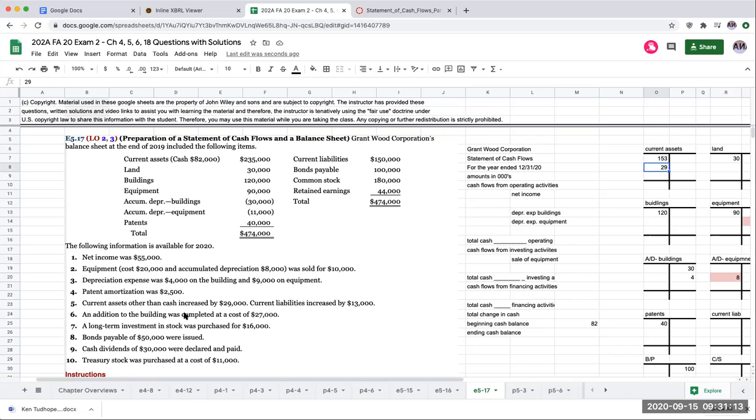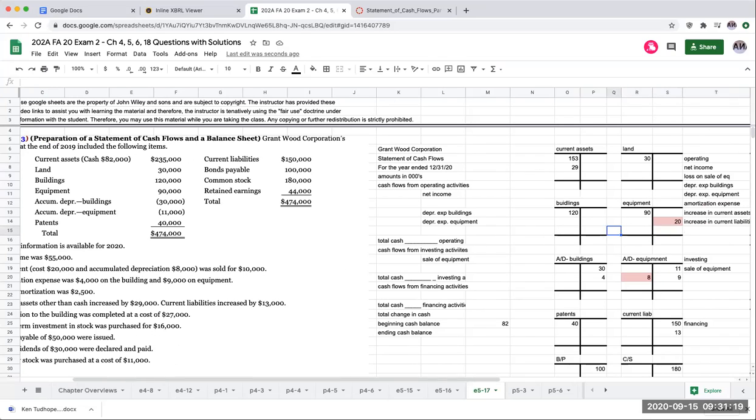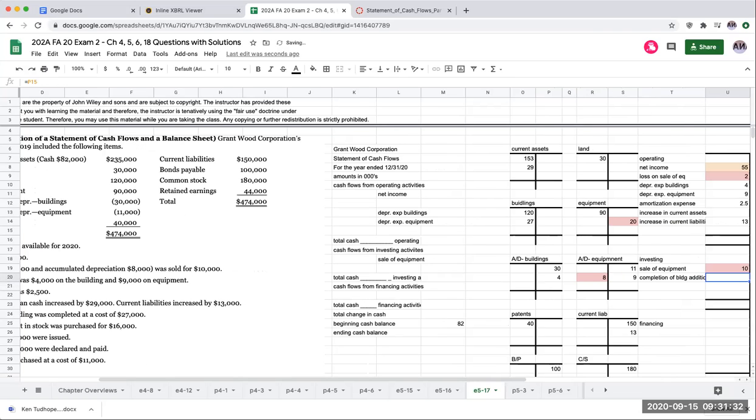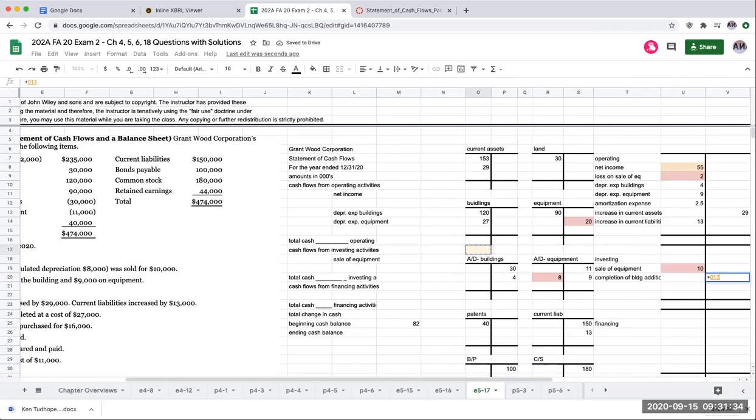An addition to the building was completed at a cost of $27,000. So over here, I would be capitalizing that to buildings and do the opposite to cash, completion of building addition. So I'm going to go ahead and credit buildings for 27,000. Okay.